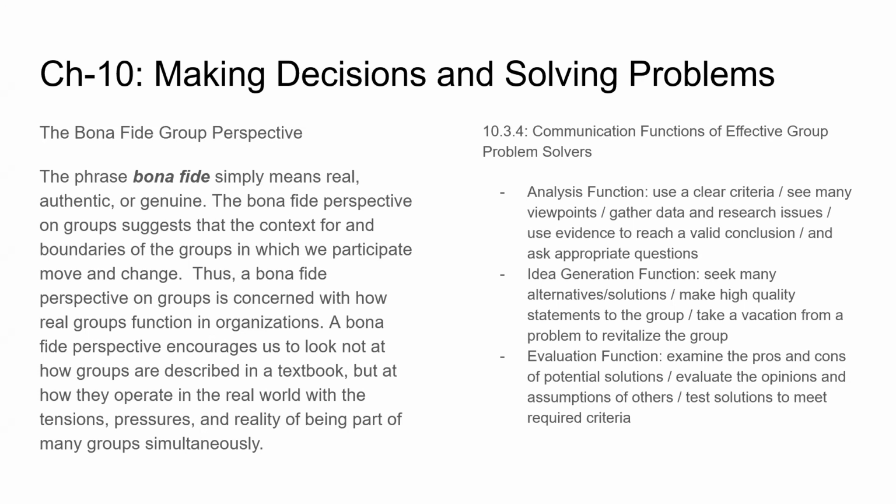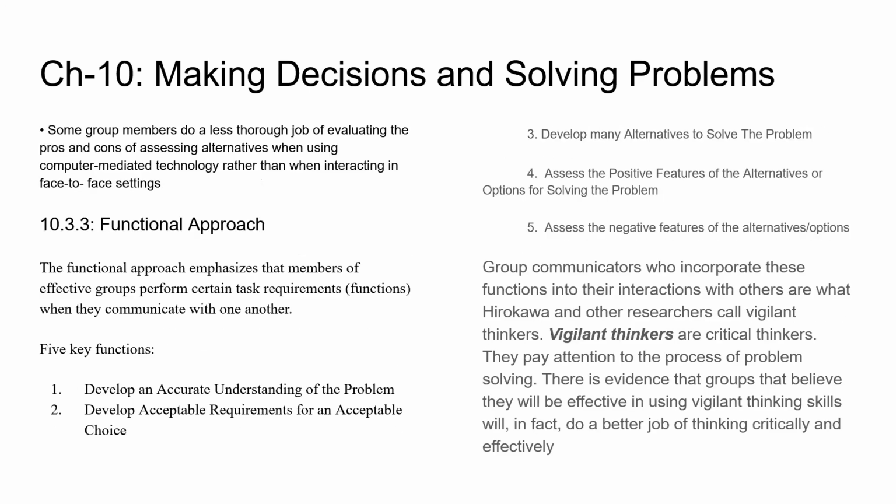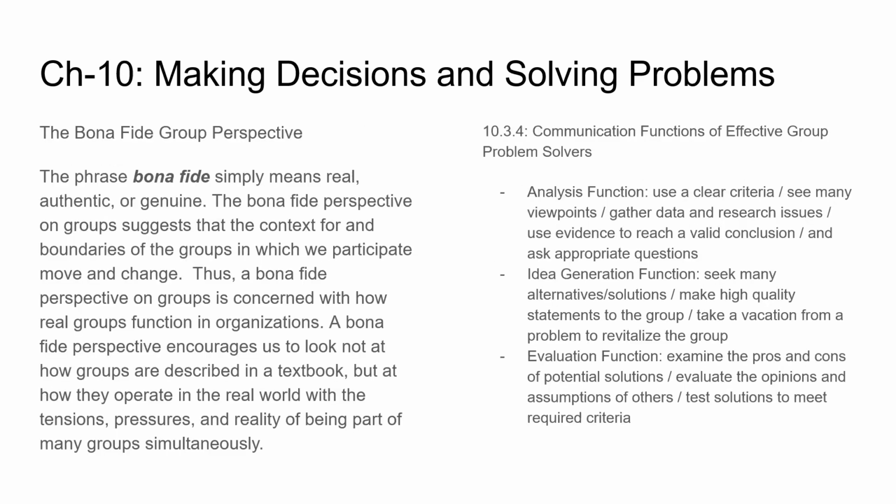So, chapter 10, before is in communication functions of effective group problem solvers. We talk about an analysis function, right? We're talking about the functional approach to making decisions, solving problems. So we want to use, again, a clear criteria.